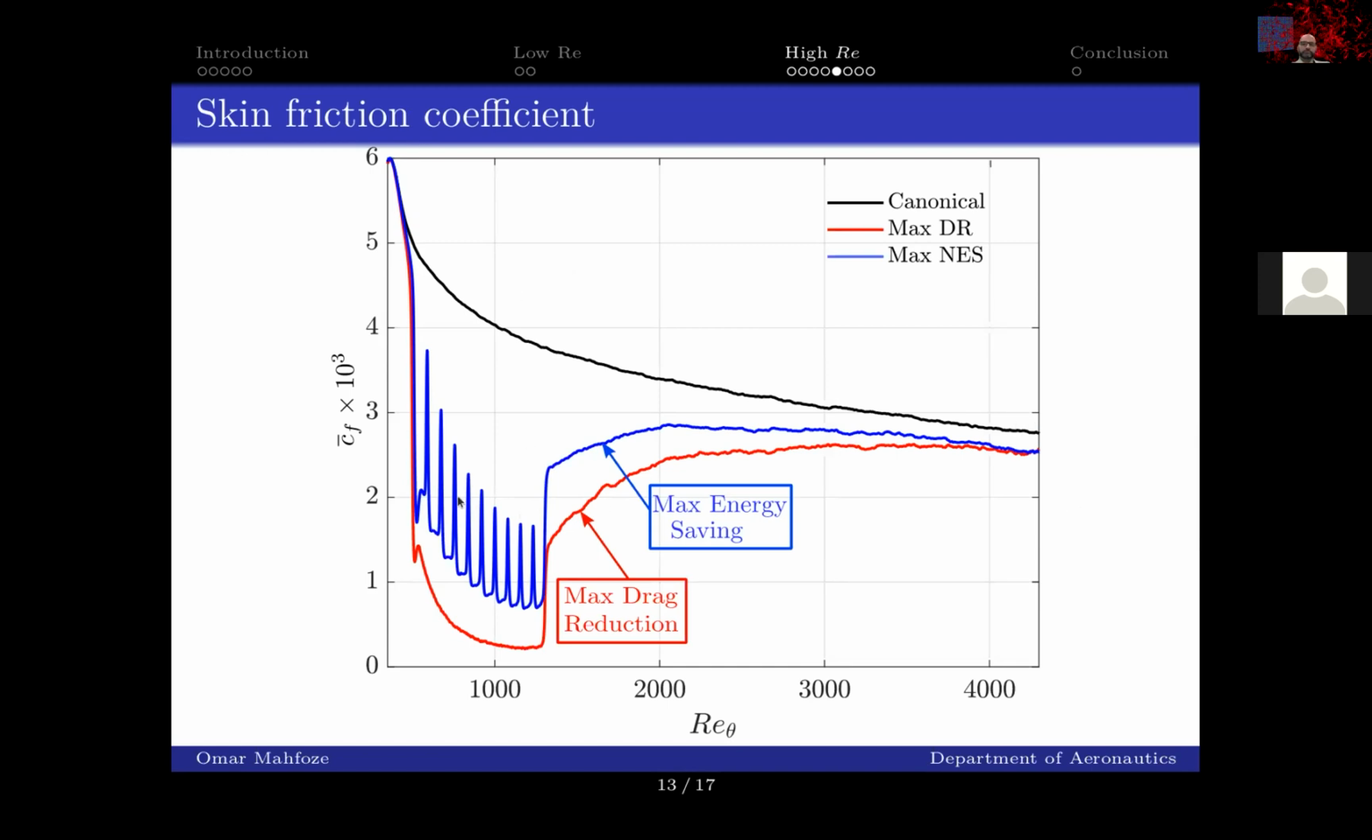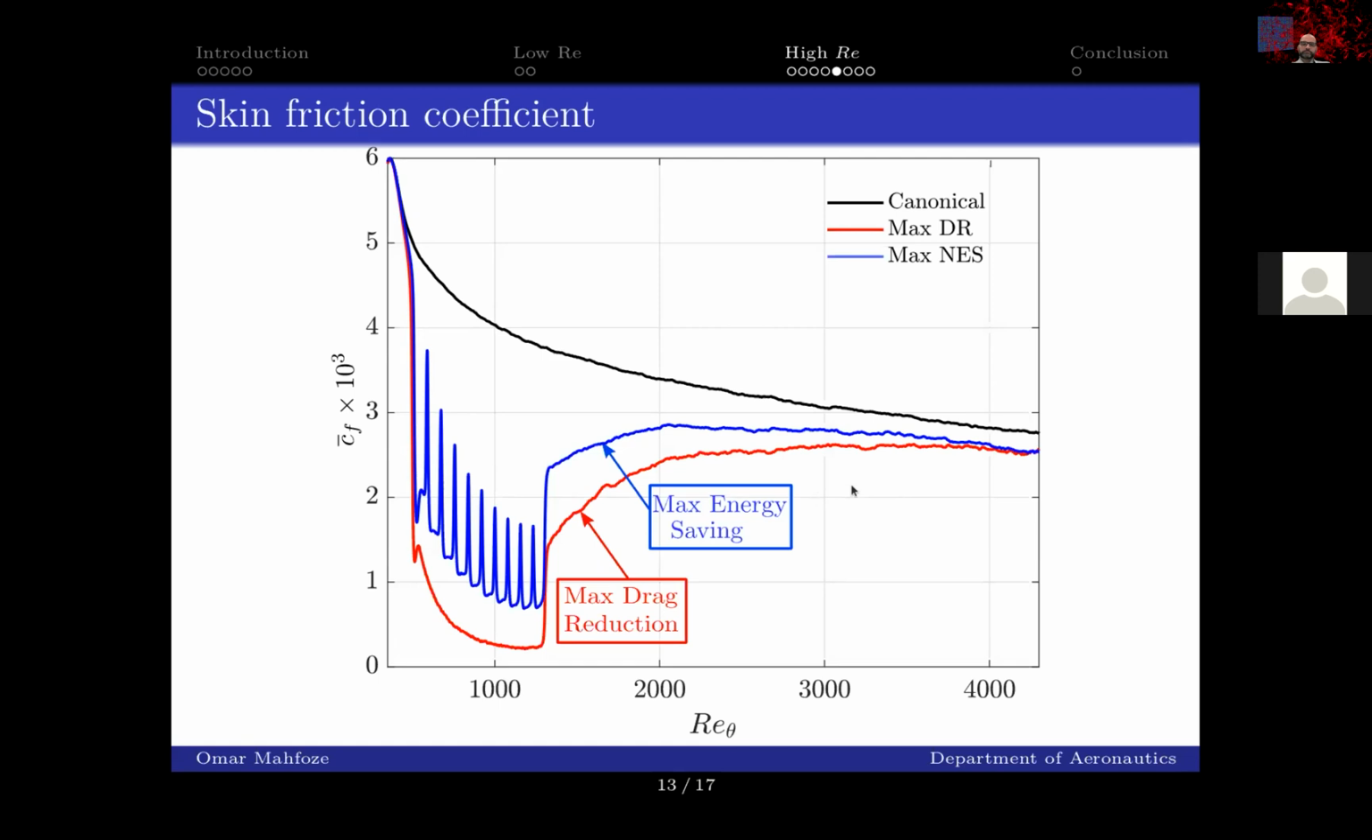Similarly, in the case with the maximum net energy saving, the blue curve, you can see these spikes. These spikes correspond to the location of the non-active region between each blowing batch. So the good thing is they don't recover to their canonical values, and also we still get this bonus drag reduction downstream. So with the combination of both, we can improve the efficiency of the whole controlling process and get some net energy saving.